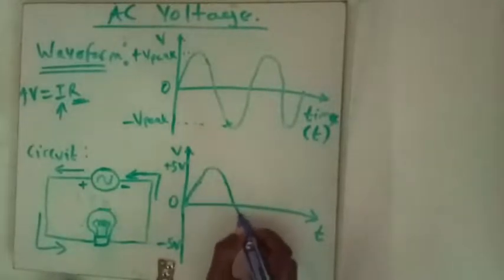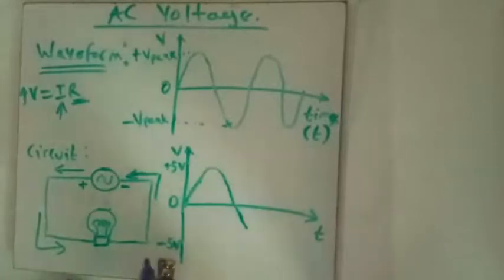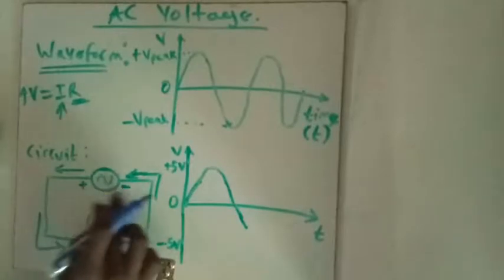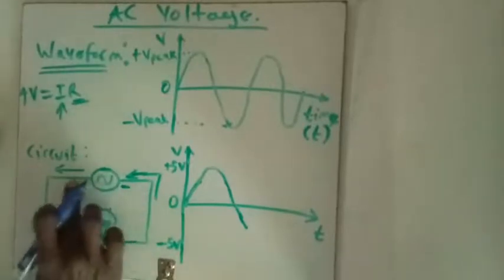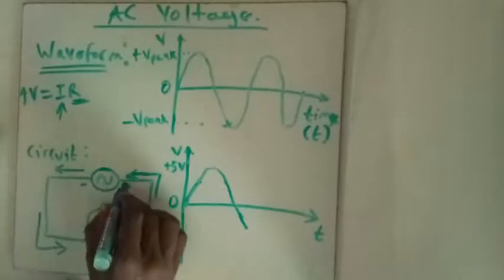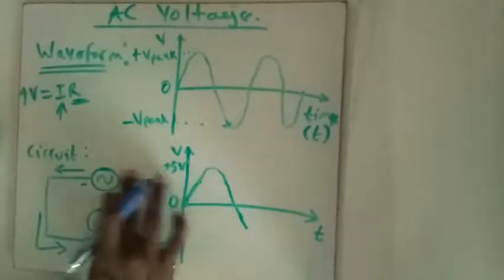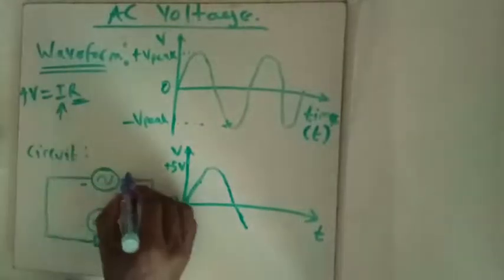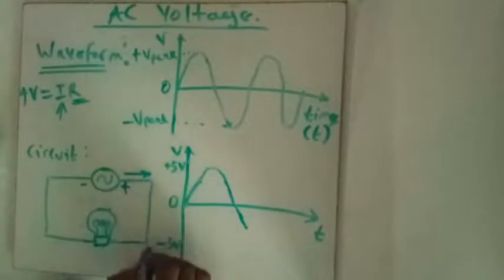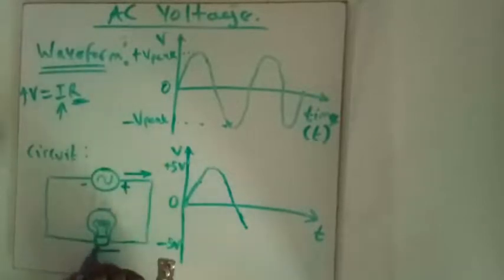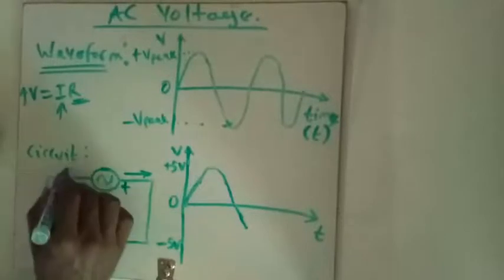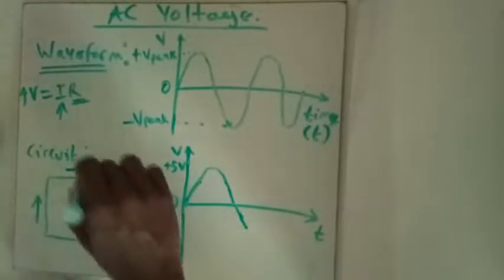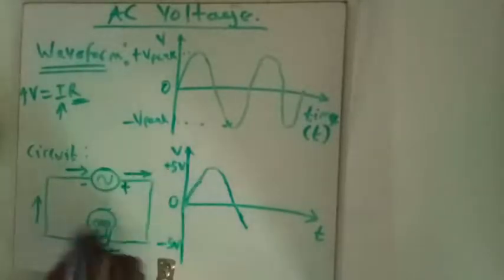After that, it begins to increase in the negative direction. When it begins to increase in the negative direction, the polarity of the AC voltage source switches, and this becomes negative and this becomes positive. And that being the case, the direction of current will change. So current will flow from positive this way like this, so the direction changes.